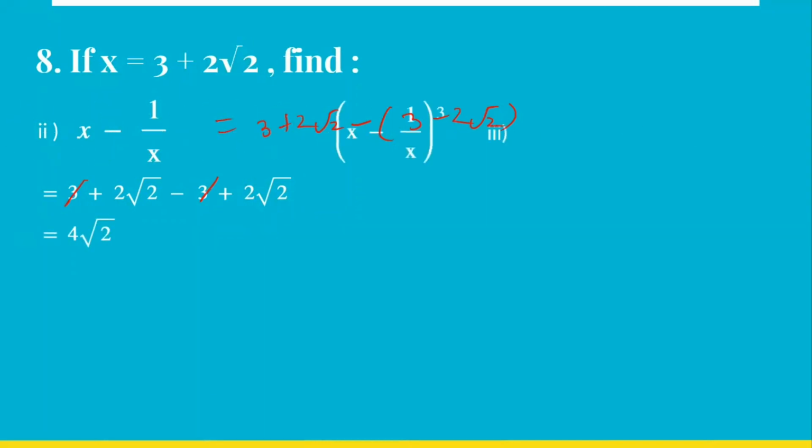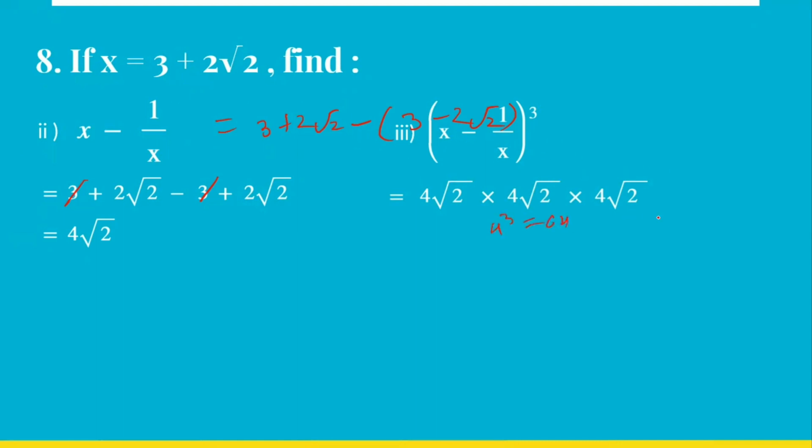Let's start with the next part of the question, which is x minus 1 upon x the whole cube. We put the value of x minus 1 upon x, which we have got as 4 root 2. So it is the cube of 4 root 2. 4 into 4 into 4 is 64, that is 4 cube is 64, and root 2 into root 2 is going to be 2, and this root 2 again. So root 2 into root 2 into root 2 becomes 2 root 2. So our final answer is 64 into 2 root 2, which is 128 root 2.